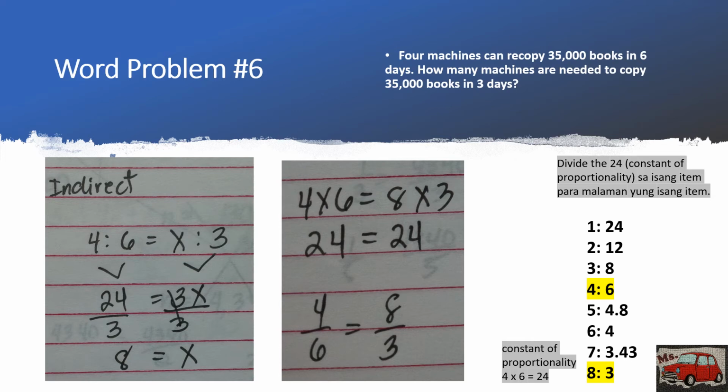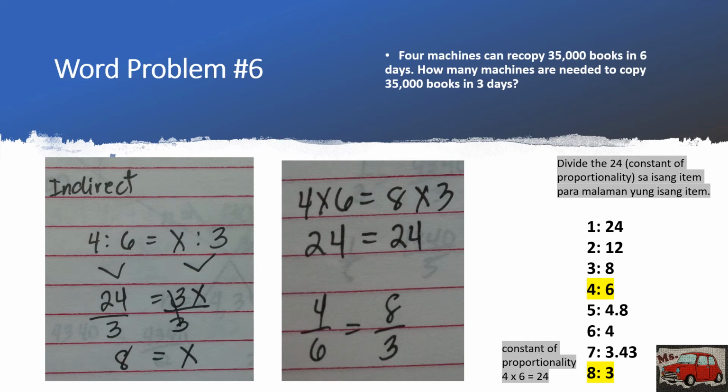So yung proportion natin is indirect. Why? Kasi, di ba, the more machines na gagamitin, ibig sabihin, mas mabilis lang. So, the lesser the days. So, ibig sabihin, yung machine, tumataas yung number ng days, lumiliit. So, that's why it's indirect proportion.